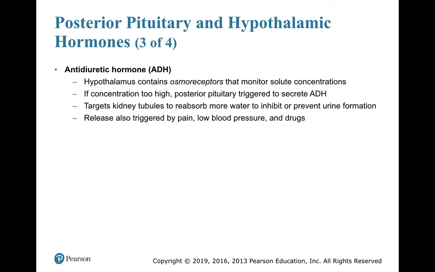Antidiuretic hormone is produced in the hypothalamus. In the hypothalamus there are osmoreceptors that are measuring the concentration of ions in the solutes, plasma for example, or cerebrospinal fluid. If the concentration is too high, that means we don't have enough water. It's not diluted enough. So the posterior pituitary would secrete ADH, and ADH is an antidiuretic hormone. A diuretic gets rid of water, so antidiuretics conserve water. And ADH targets kidney tubules so that they reabsorb more water and inhibit or prevent urine formation.